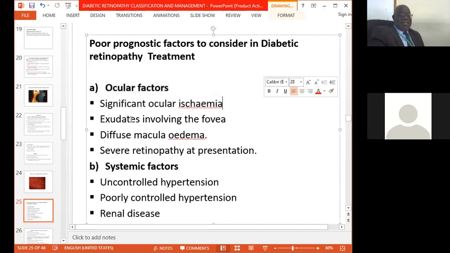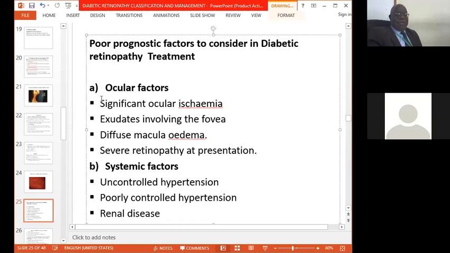You know, significant ocular ischemia. There is already ischemia, so when you hit with your laser burns, you're not going to achieve much there. Exudates around the fovea. So these are poor prognostic factors. They are showing the outcome may not be very good. It will not be very good.